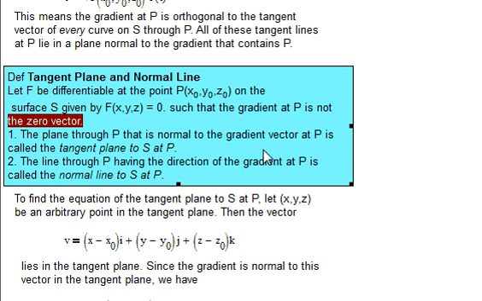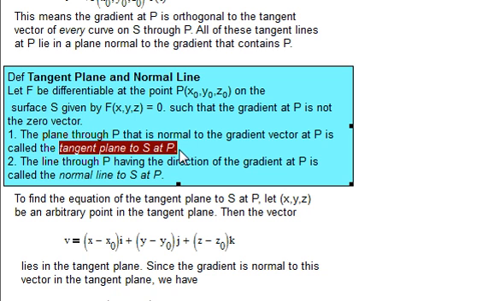Then the plane through P that is normal to the gradient vector at P is called the tangent plane to S at P. And the line through P having the direction of the gradient at P is called the normal line to the surface at P.